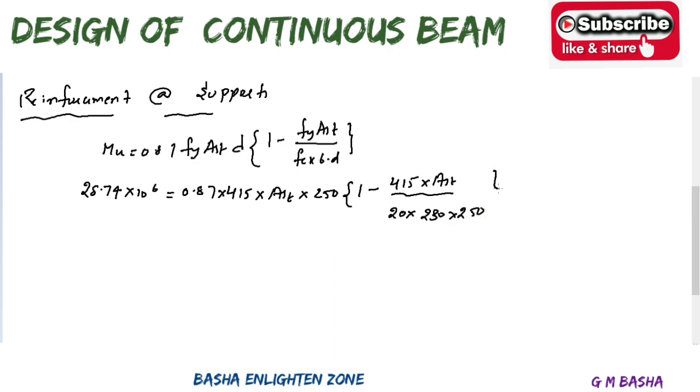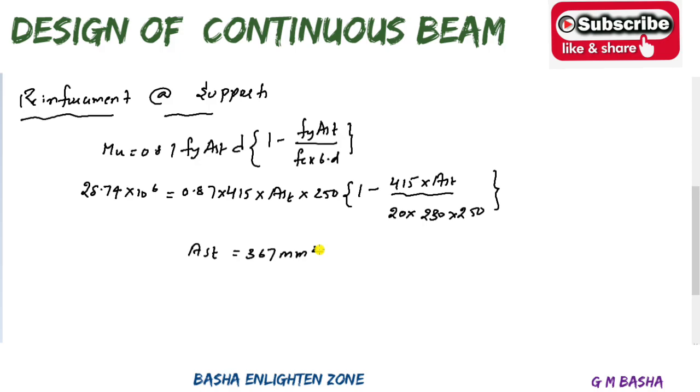So if you simplify, you will get it in the calculator directly through the quadratic equation. If you simplify directly, the value obtained will be around 367 mm square. So this is the area of the steel obtained for the particular moment, which is 28.7.